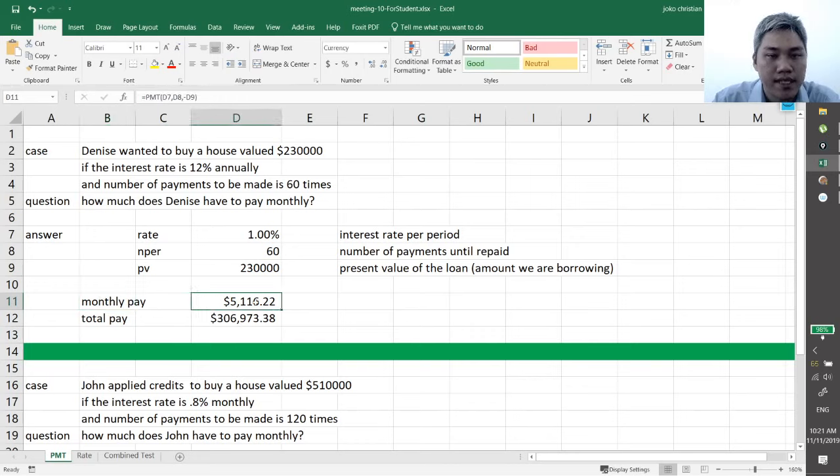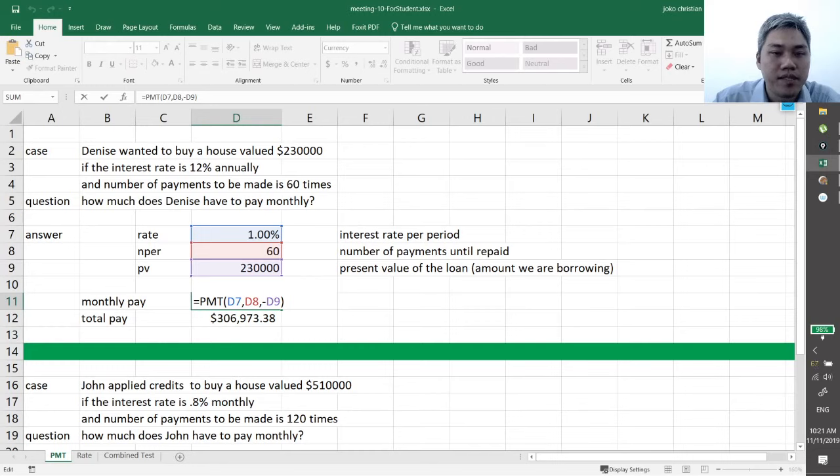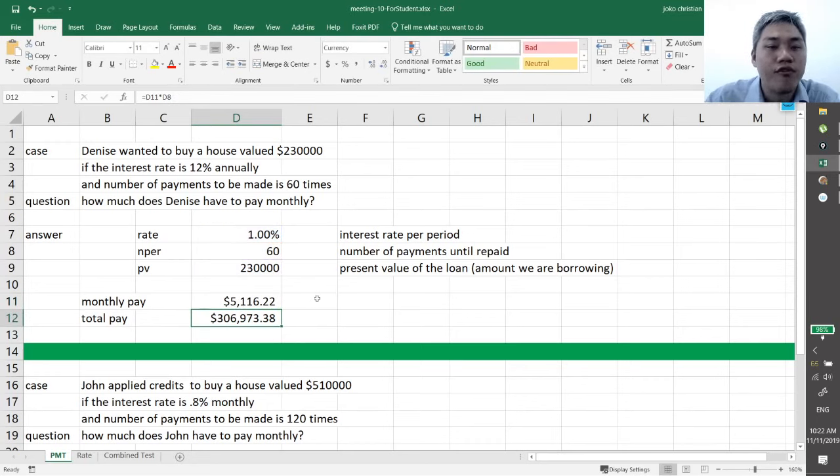The monthly pay equals PMT, D7. D7 is the interest rate, comma, D8. D8 is the number of payments, comma, negative value of the present value of the loan, because actually we're borrowing the money, so it's a negative value for us, so I put the negative here. The alternative is you can put the negative value right on the cell. Either way, it's still correct. We need a negative value here. Just put that formula and we get the monthly payment of $5,116.22. So this answers the question, how much does Denise have to pay monthly?